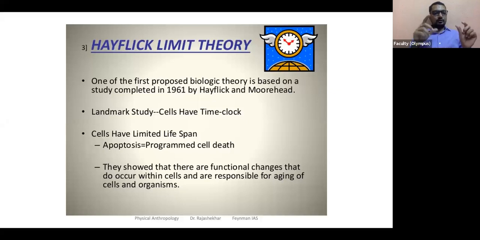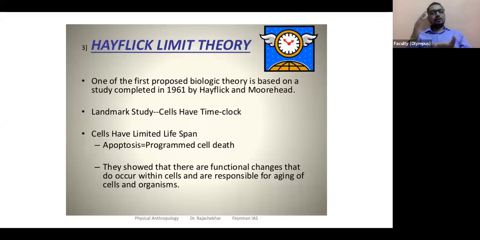When cells die, tissues die. When tissues die, we start seeing the effects of aging on our body. It may not happen right away, but they do die. But usually we have the ability to replace the dying cells. Hayflick and Moorhead showed that there are functional changes that occur within the cells, and they are responsible for aging of cells and organisms. So at the cellular level, this apoptosis is taking place.